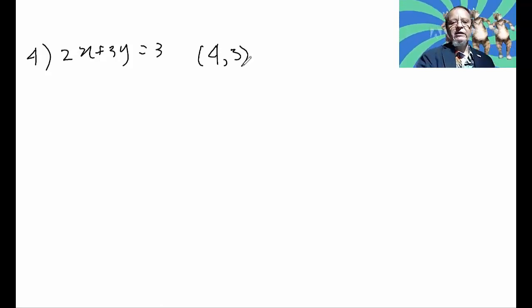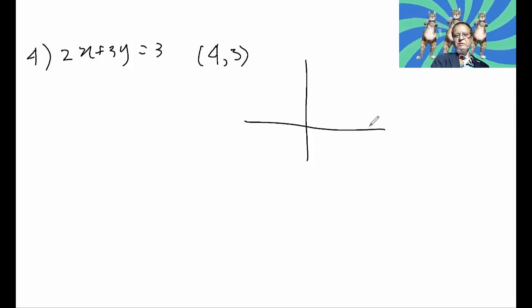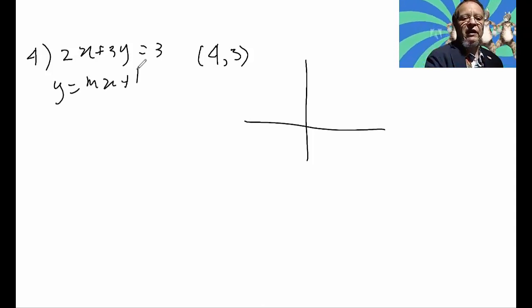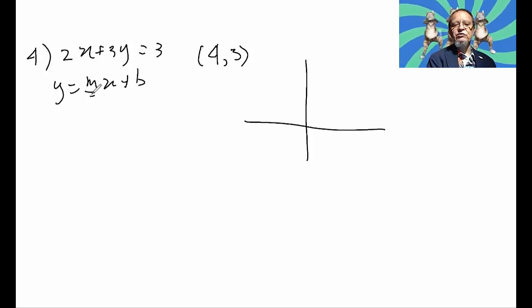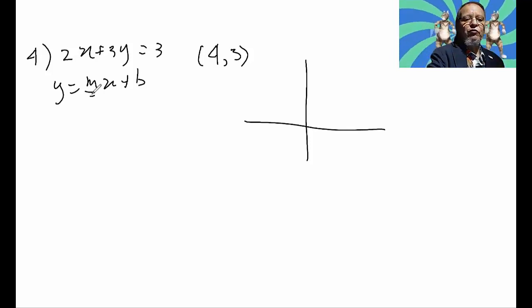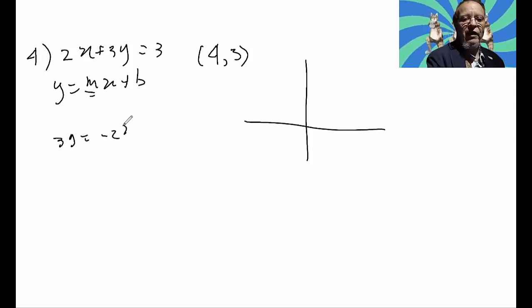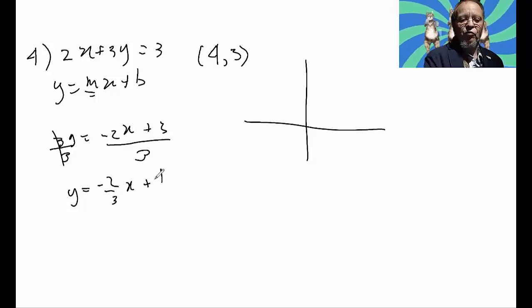Now we look at this and we can't tell much about the slope by looking at this particular formula. That's why we have to put it into slope-intercept form. We always have to do that because when we're talking about parallel and perpendicular, we're talking about issues about the relationship of the slopes. So I'm going to move this over. So I'm going to get 3y is equal to negative 2x plus 3. And then I'm going to divide this by 3 and divide this by 3. And I get y is equal to negative 2 over 3x plus 1.